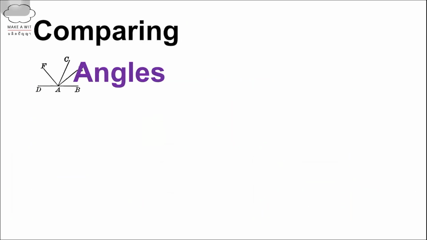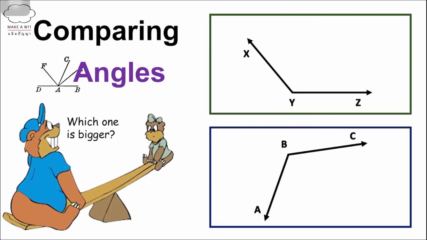Okay, now let's move on to comparing angles. Now, let's see how we can compare them. We will find out which one is bigger, which one is smaller. Now, let's see from these two. We will need to use a compass. Start from here. Now, let's bring it out. Okay, start from angle XYZ and angle ABC.